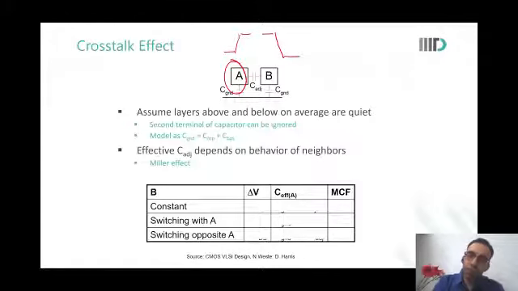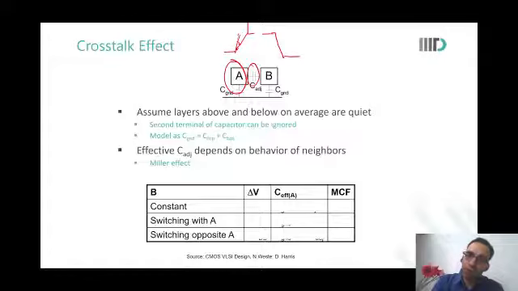A is trying to go up, B is trying to go down. Because B is trying to go down, due to this coupling capacitance, A will now also try to go down a bit. So whatever rate at which it was going up, it will no longer be able to go up at the same rate. It will go at a slower rate.